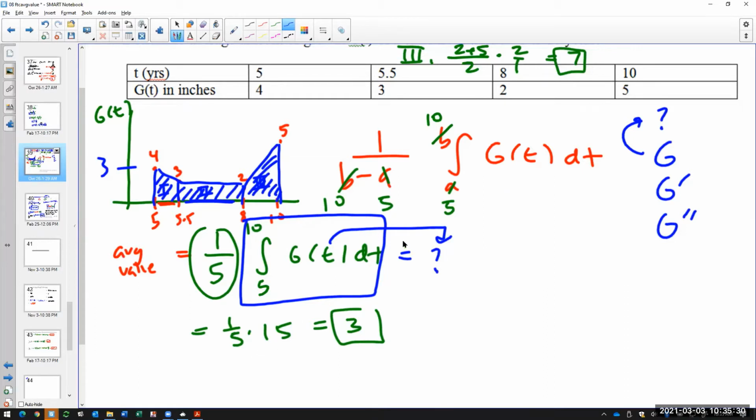Had we known the antiderivative of G, we could. Everybody good with that? That's the difference. That's why we didn't do the first fundamental theorem of calculus here, but it seemed like maybe we could have.